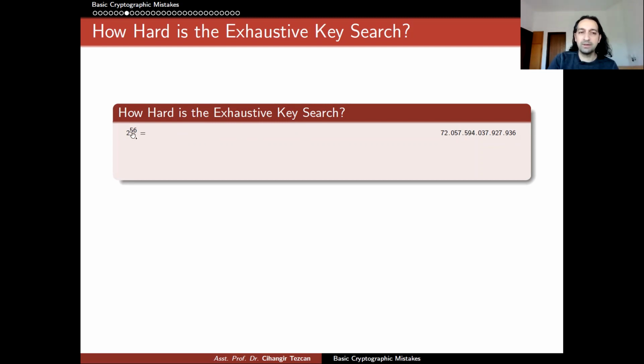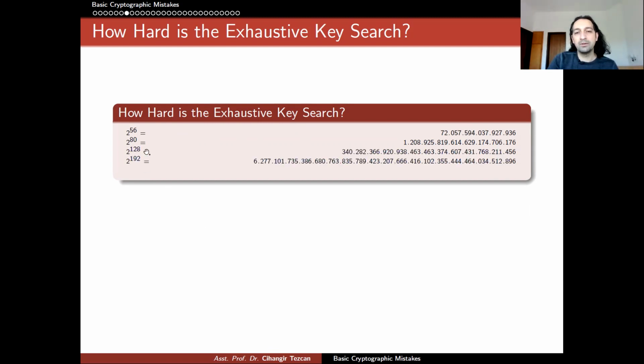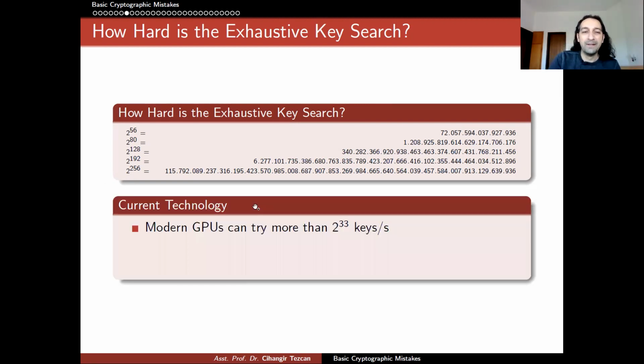For 56-bit keys, this is the number of secret keys that you can generate. If you choose an 80-bit secret key, this is the number of possible secret keys. But if you move on, as you can see, the number increases exponentially. So for military grade security, you have such a huge space of secret keys that nobody can try them one by one. Actually, this number is larger than the number of atoms in the observable universe. So it is such a huge number.